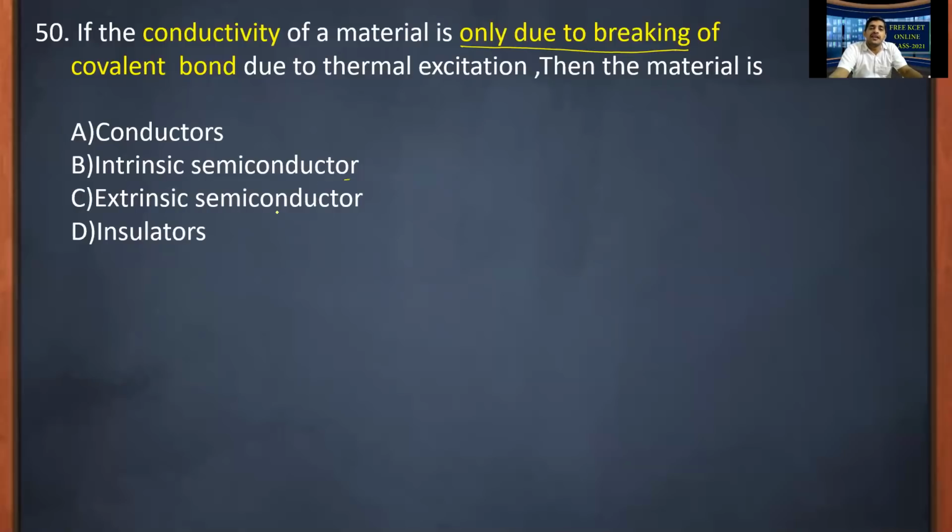In an extrinsic semiconductor, it is not only due to that. In an extrinsic semiconductor, conductivity is due to the impurities as well as because of the bond breaking. And in an insulator, bond breaking doesn't take place. So the option has to be B1. Let us be very clear, an intrinsic semiconductor is a pure semiconductor wherein there is no impurity. That is why the conductivity has to come because of the bond breaking. So the option has to be B1.